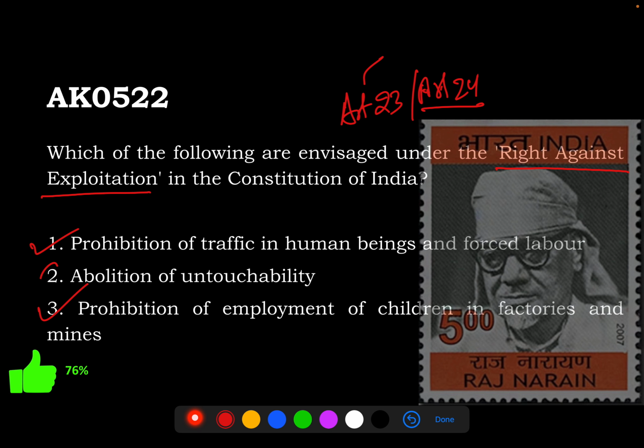Now the second one here, the abolition of untouchability. This is provided under Article 17 of the Constitution, which is part of equality. Right? Article 14 to 18 is the right to equality. Though one may think untouchability is also exploitation, however, it is not exploitation per se. It is unequal and unfair treatment and may be a reason behind somebody's exploitation. So, the correct answer here should be 1 and 3 only.